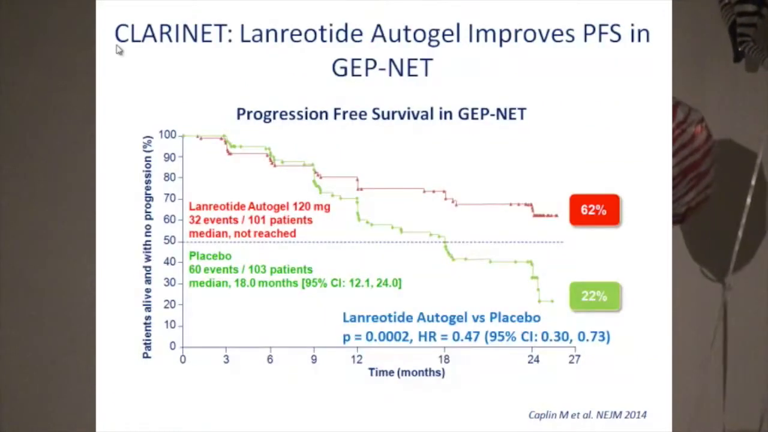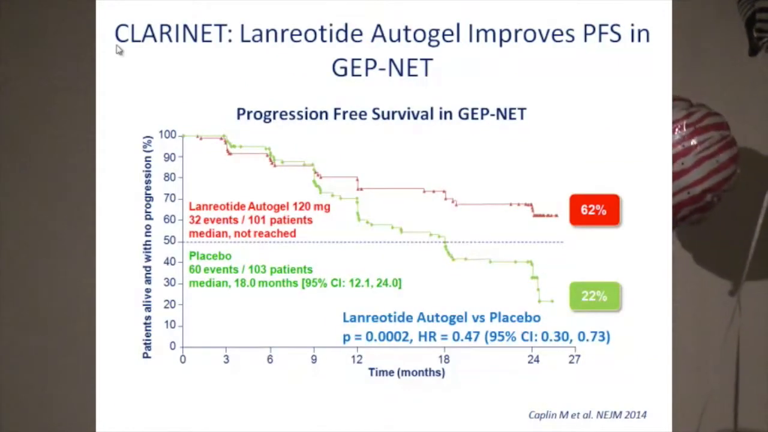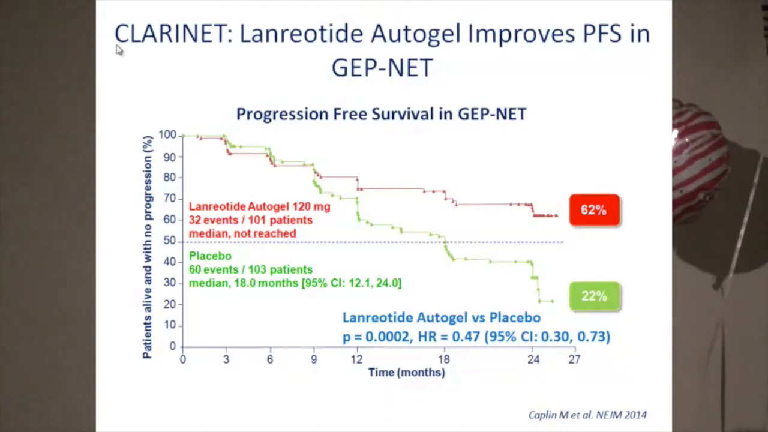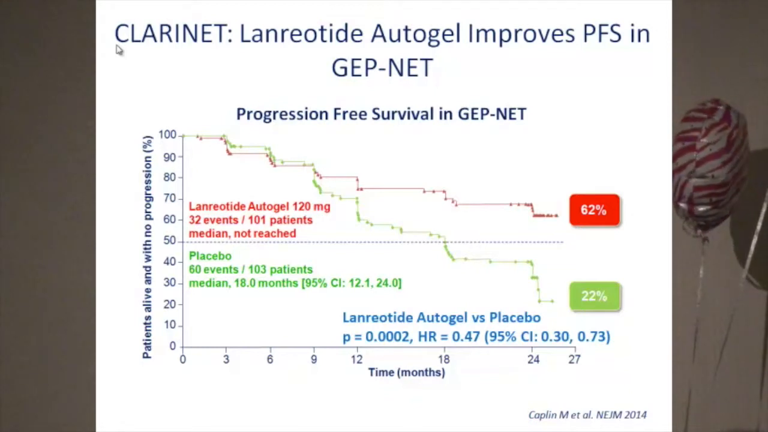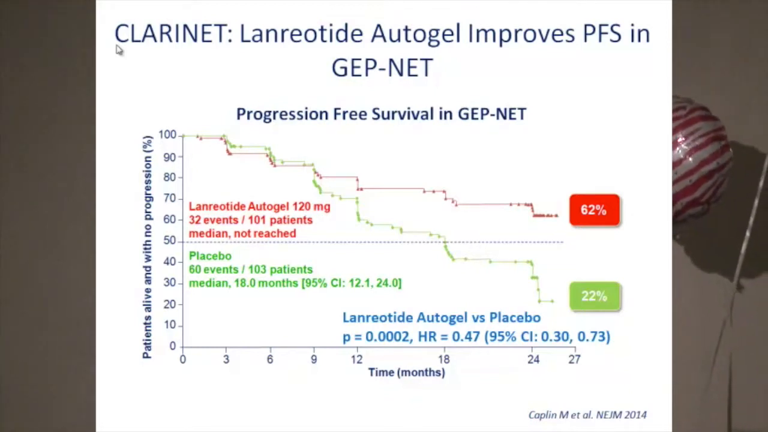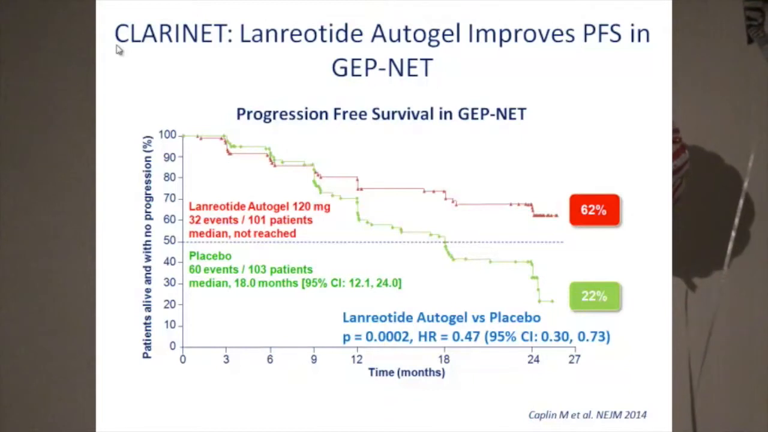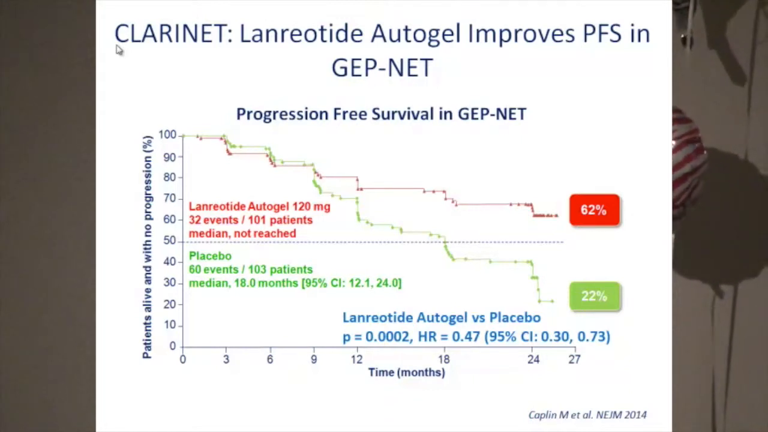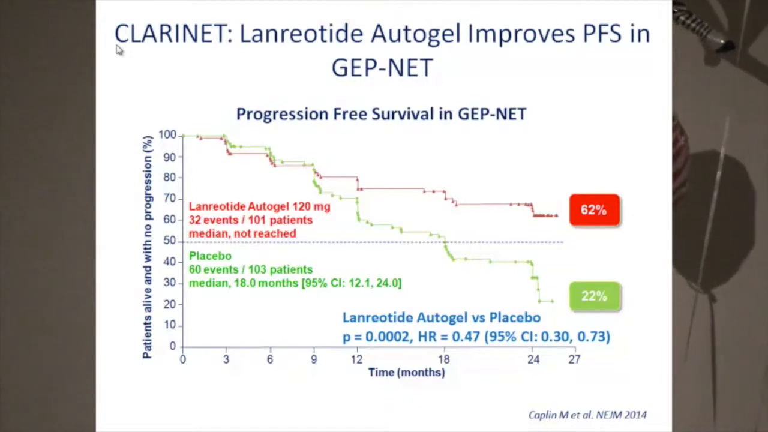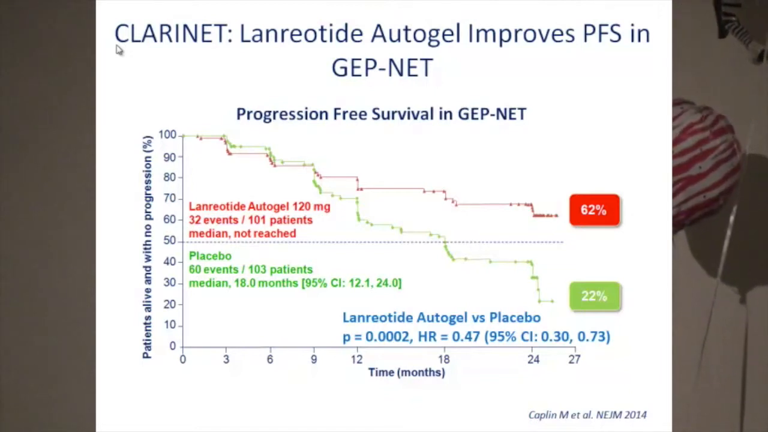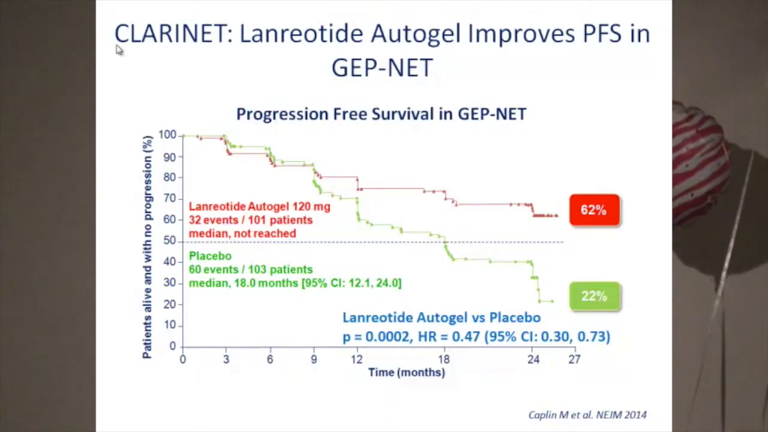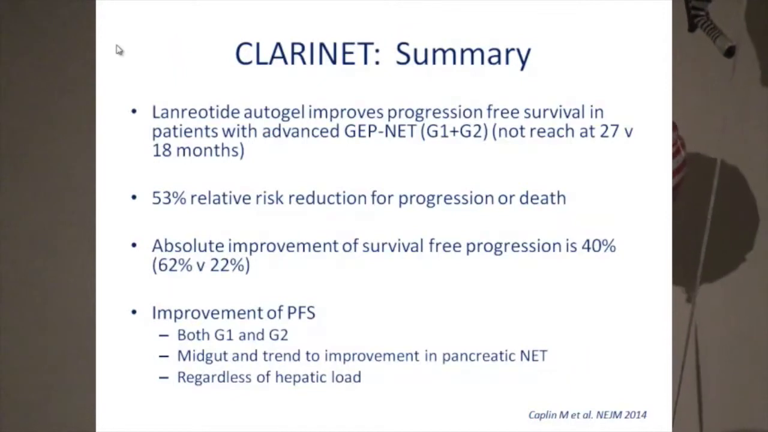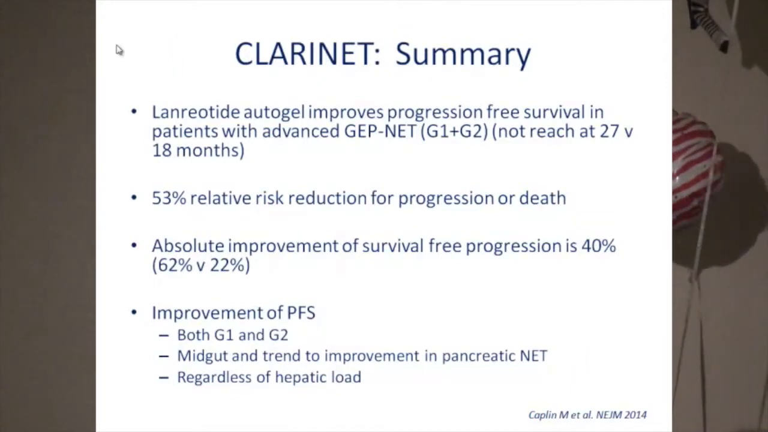Again, the curves here, the take-home message of the study, the two curves separate from the very beginning, showing a 40% improvement in progression-free survival with Lanreotide compared to placebo in these patients with advanced GEP-NET, or gastrointestinal pancreatic neuroendocrine tumor. The summary here is that Lanreotide improved progression-free survival.